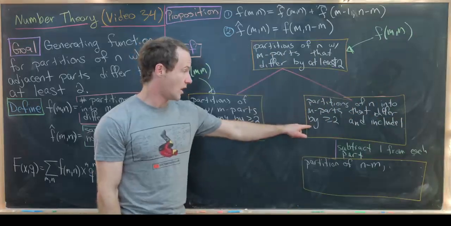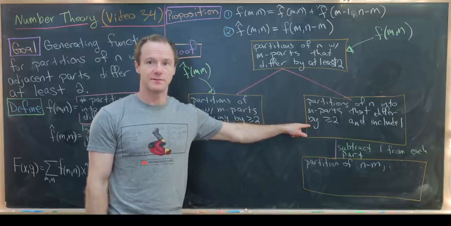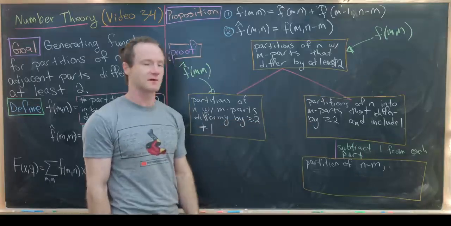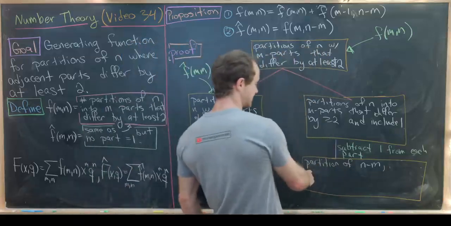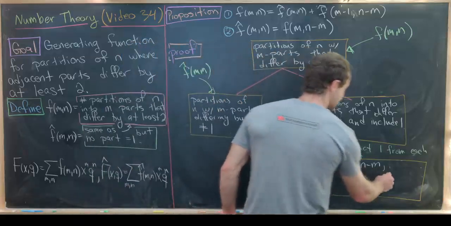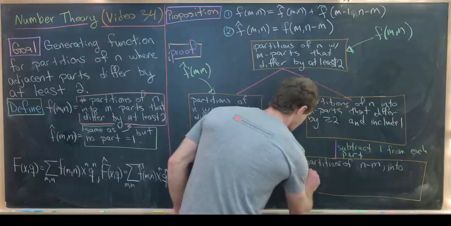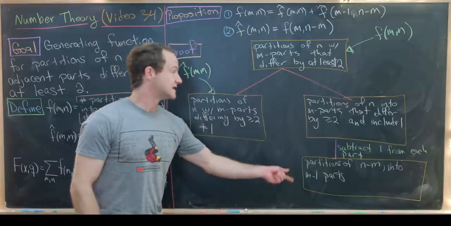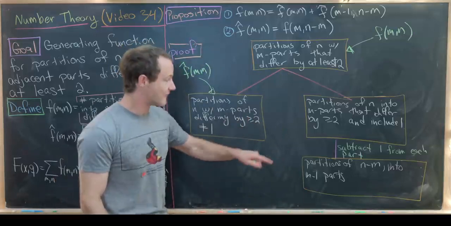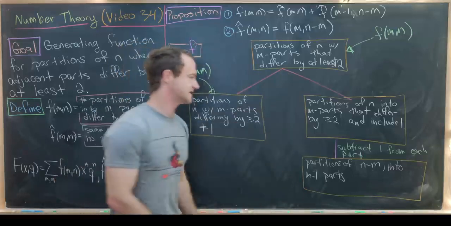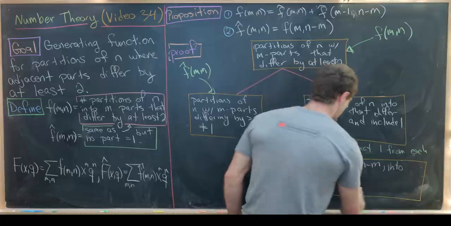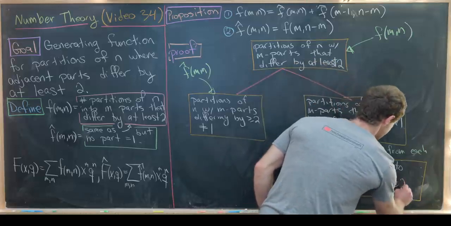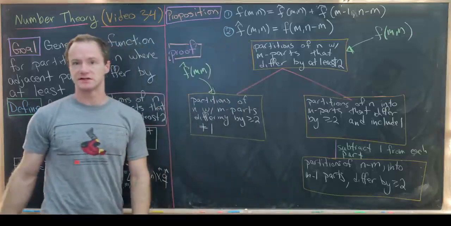But now since 1 was definitely one of the parts up here, and we subtracted 1 from each part, that means we've decreased the number of parts by 1. So this is partitions of n minus m into m minus 1 parts. And then since we subtracted 1 from every part, this rule is still satisfied. So in other words, all of these differ by at least 2. The parts differ by at least 2.